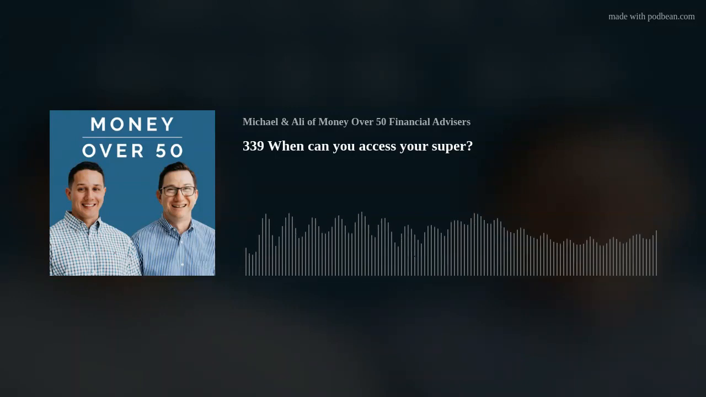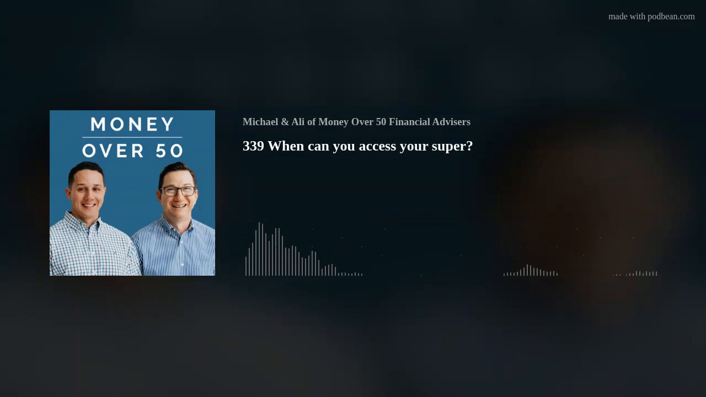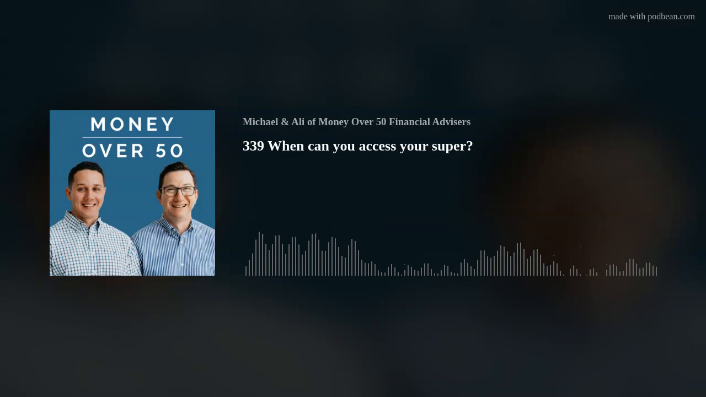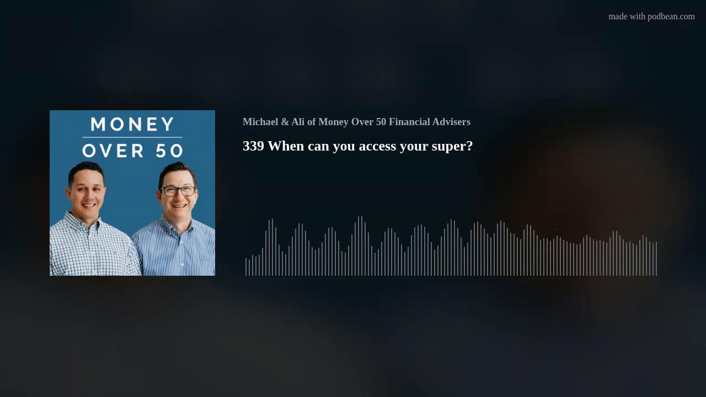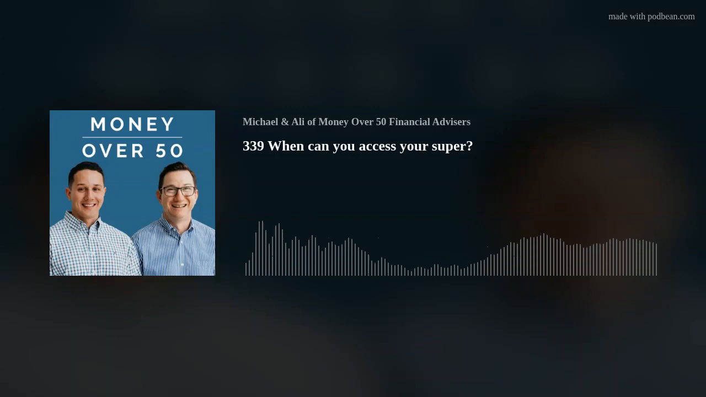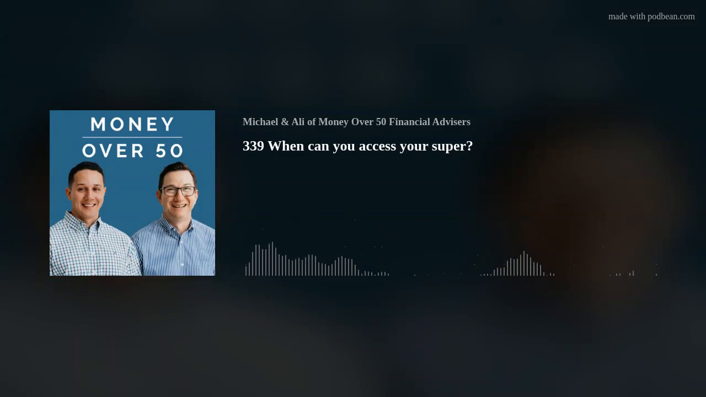Now, another key difference here with the transition to retirement pension is you still abide by the same minimum pension draw as you would with a normal account-based pension account. However, with this, there is a maximum. With the account-based pension, you're not limited to how much you can draw out, so you can draw the whole thing out if you want. With the transition to retirement, it's capped at 10%. So you can't draw any more than that out, 10% of that account.